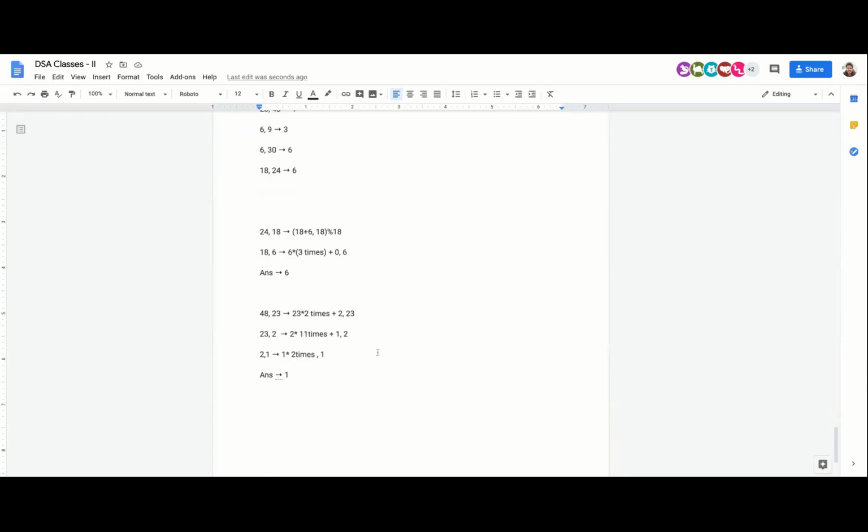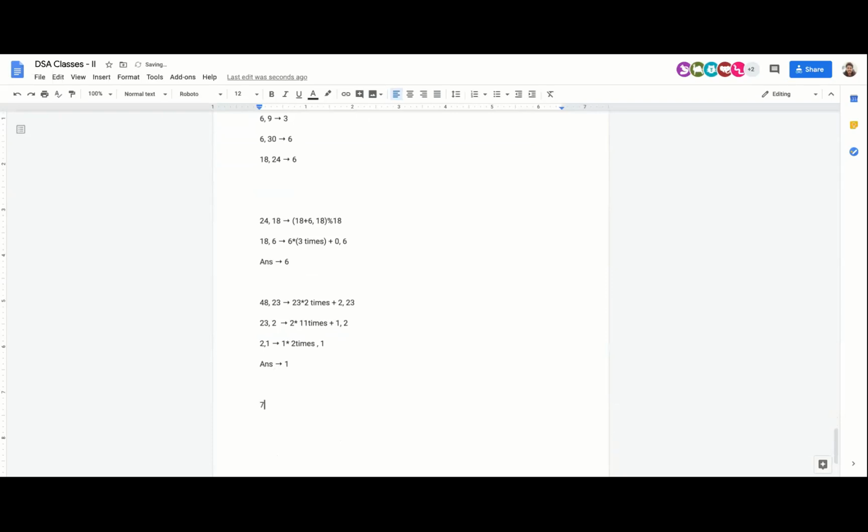Let's take another example. So let's say we have 75 and 30. What will happen in this case? How can I write 75? I can write 75 as 30 into 2 times plus 15, and I can write 30 as 30. If you see here, this number I can easily divide by 30, but this is the number which is causing the problem. So I need to find the GCD between 30 comma 15.